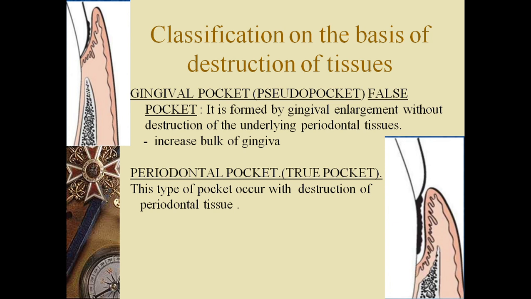Because if the underlying periodontal tissues are destroyed, then the pocket will be, yes, periodontal pocket. We cannot say that it is a combination pocket. So please do remember that there are two classifications on the basis of destruction of tissues. Sorry, one classification: gingival pocket, pseudo pocket or false pocket. Second is periodontal pocket. There is no such terminology called combination of pocket.